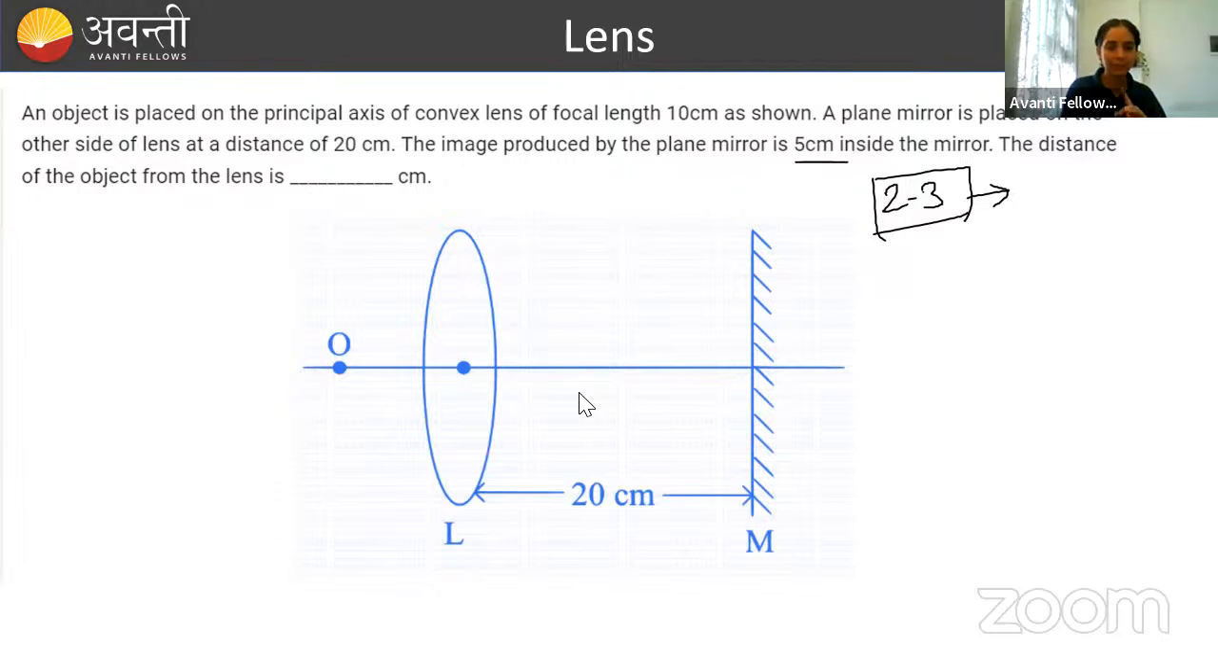What is the meaning of this? That is why I thought to explain the question. So the image produced by the plane mirror is 5 centimeter inside the mirror. Inside the mirror means this is a virtual image getting formed, and this is 5 centimeter behind the mirror. This image is virtual because a plane mirror forms virtual images, and a virtual image gets formed somewhere behind, and that behind is not a real point, it is an imaginary point, and that is why it is said the image is produced 5 centimeter inside the mirror. So inside the mirror means behind the mirror. Okay, so now do it.